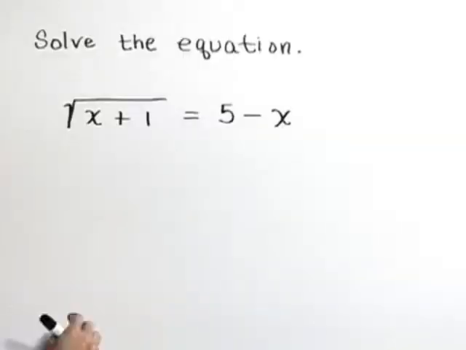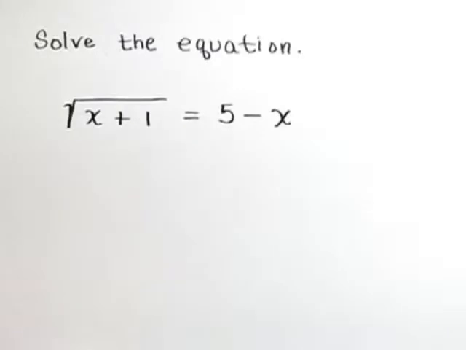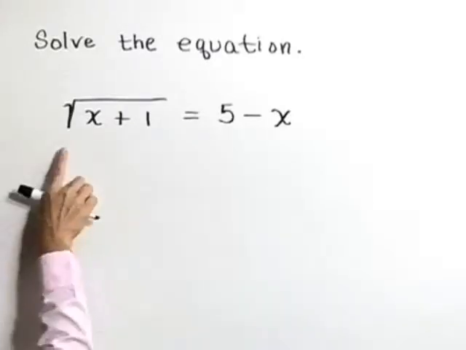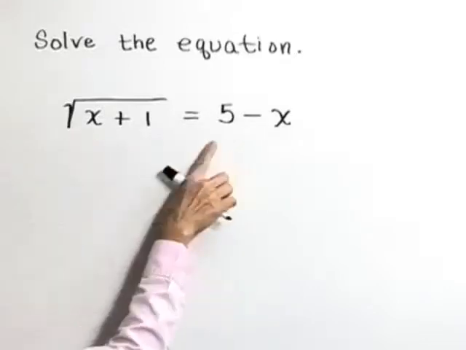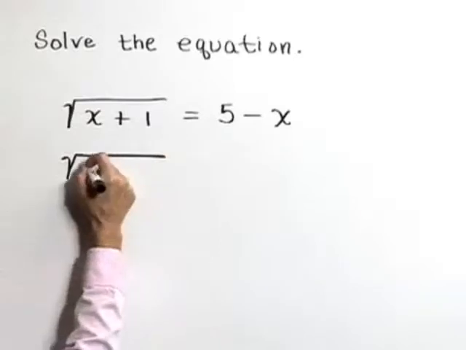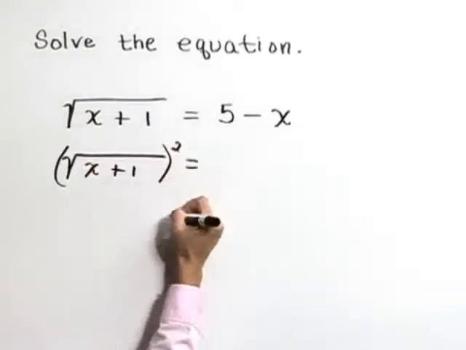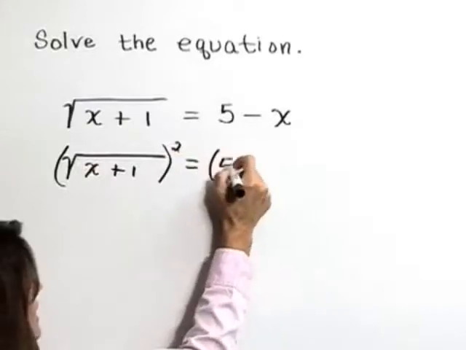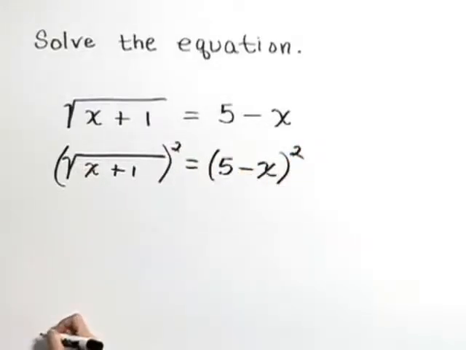Solve the equation. The square root of x plus 1 is equal to 5 minus x. In order to solve this equation, we need to eliminate a radical sign, and we're going to do that by squaring both sides of this equation. So we'll take that left-hand side, the square root of x plus 1, we'll square it. And the right-hand side, 5 minus x, we'll square it as well.